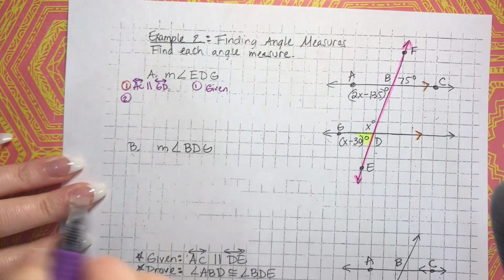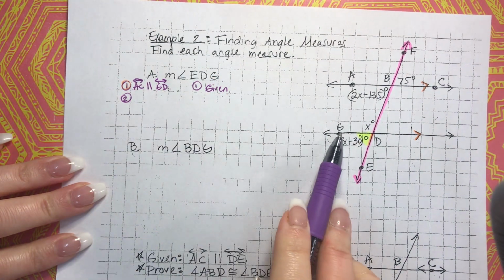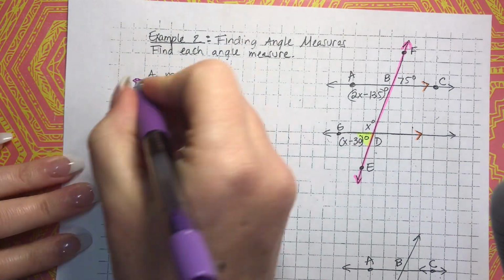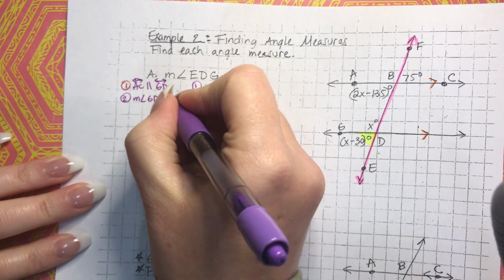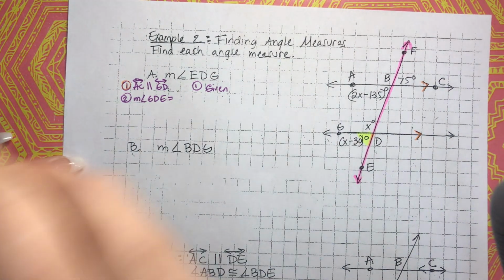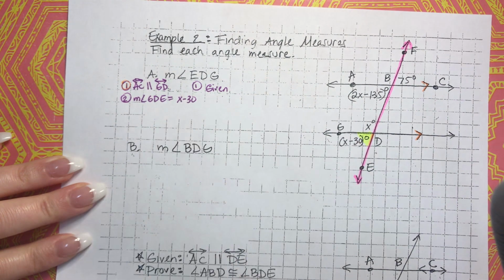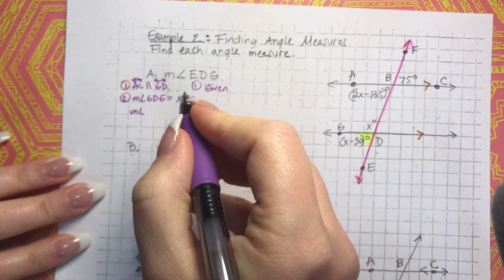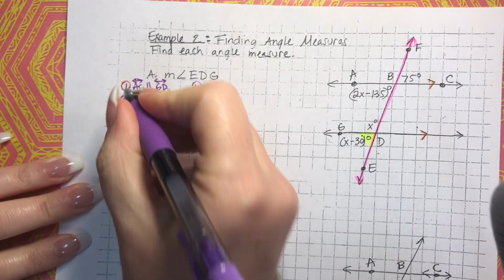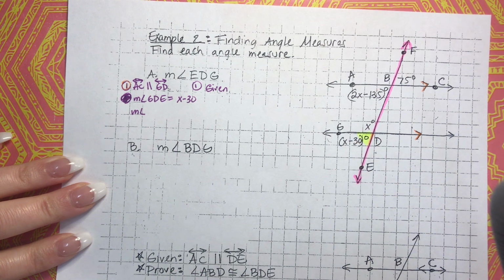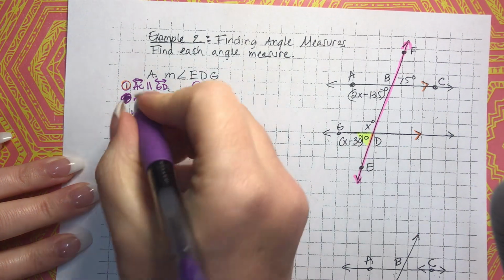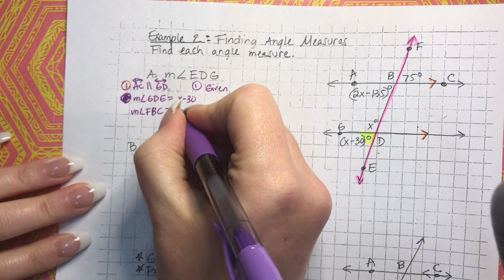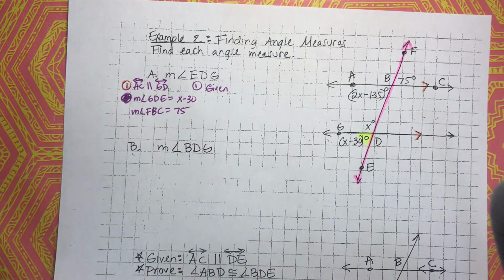So the next thing I'm going to say is just this given information. The measure of GDE is x minus 30. So measure of angle GDE is equal to x minus 30. And also the measure of angle FBC is equal to 75. This is really all given information, so I'm just going to erase the two because it's all given. All right, all of that's given information, right?